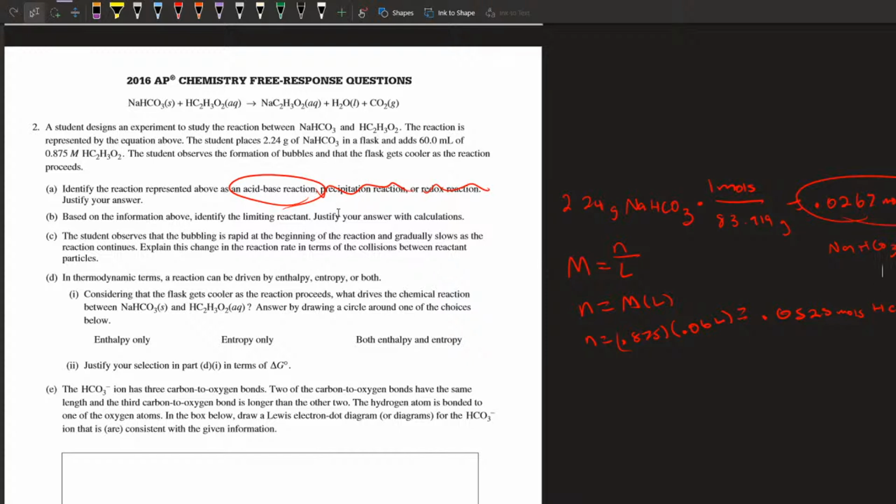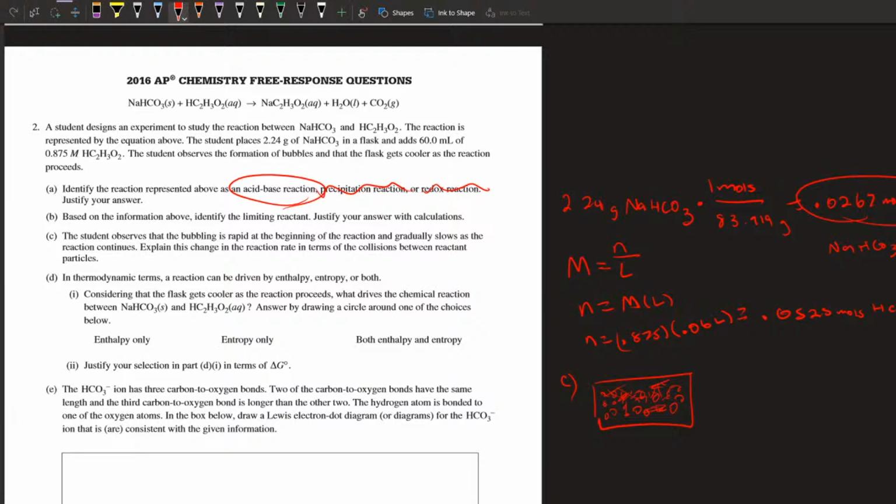All right. 2C. The student observes that the bubbling is rapid at the beginning of the reaction and gradually slows as the reaction continues. Explain this change in the reaction rate in terms of collisions between reactant particles. Well, let's think about it. Let's say we have a box and we have a certain amount of particles, right? I'm just going to draw it quickly. And they're moving all over the place, scattered, going left, right, up, down, side to side. They're hitting each other.